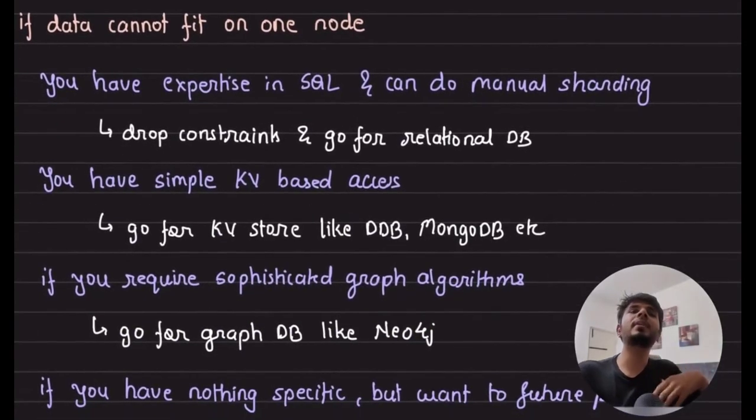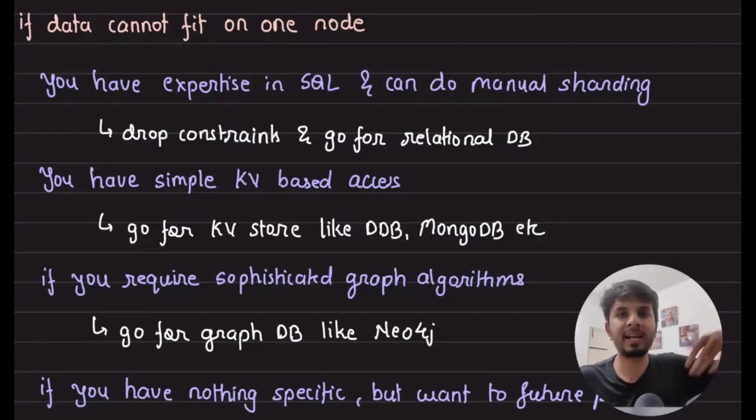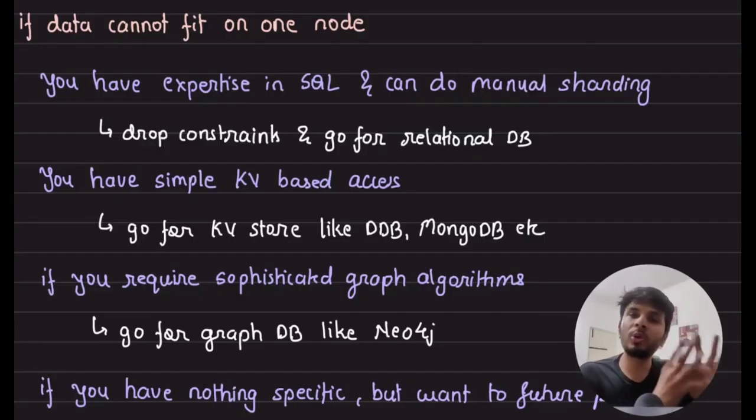Now, for example, if your data does not fit in one node, which means the amount of data that you are storing is huge enough that you cannot fit it in one node. Then let's say you have expertise in SQL and you can do manual sharding. Then you go for a relational DB by dropping the constraints. So you say, I'll not have foreign key checks. I'll not have anything. I'll shard my relational database and I'll do manual sharding. So my API server would know which database to connect to. I can, but me and my team have expertise in SQL. So you'll go for relational DBs.